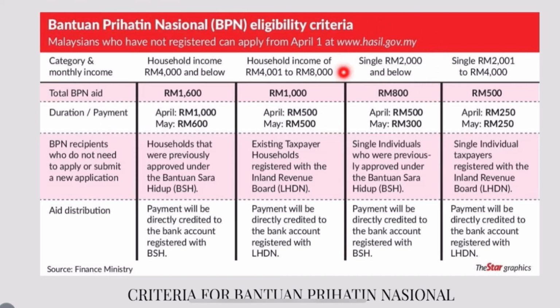Third category, which is single with an income of 2,000 ringgit and below, will receive BPN aid of 800 ringgit. The payment will be in April with the amount of 500 ringgit and the balance will be paid in the month of May. And the last category, which is single with income between 2,001 ringgit to 4,000 ringgit, will receive BPN aid of 500 ringgit and payment will be paid in April and May, 250 ringgit for each month.